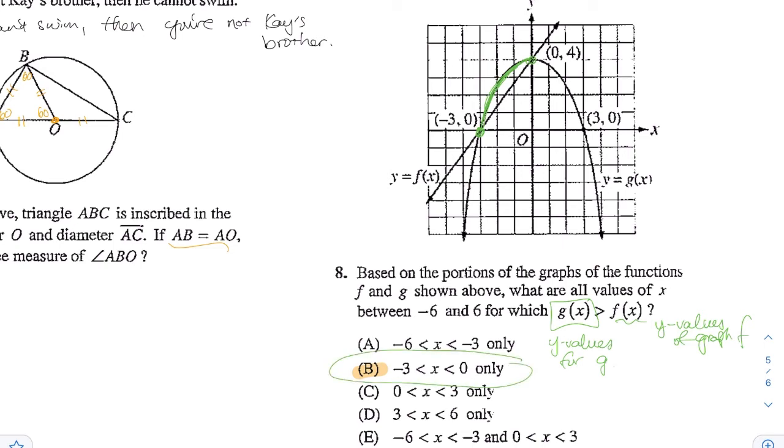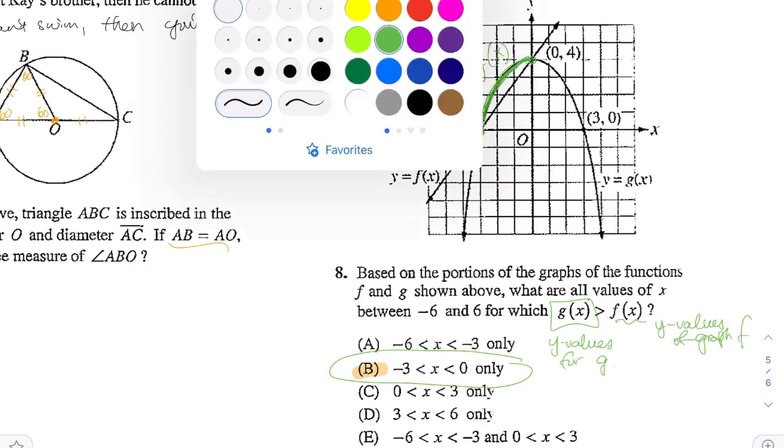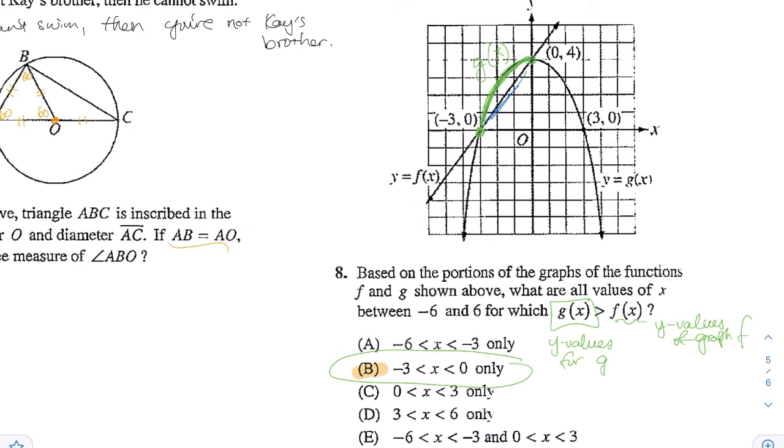Because you don't have the strong inequality, you don't need the equal sign. Between -3 and 0, the values up here on this line, g of x, is going to be greater than the value of f, which is below that line. So the answer is going to be B.